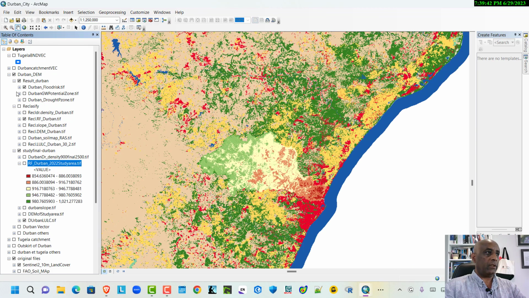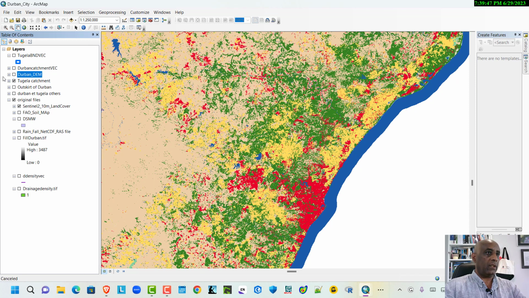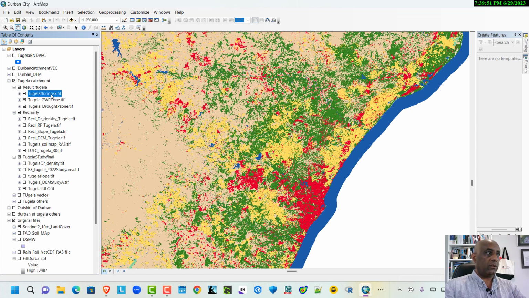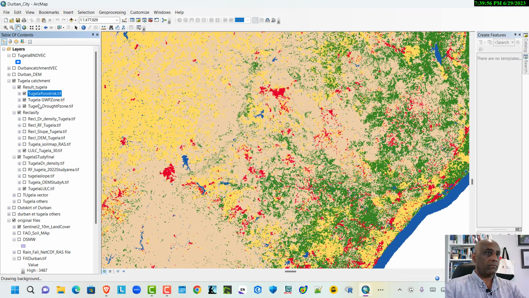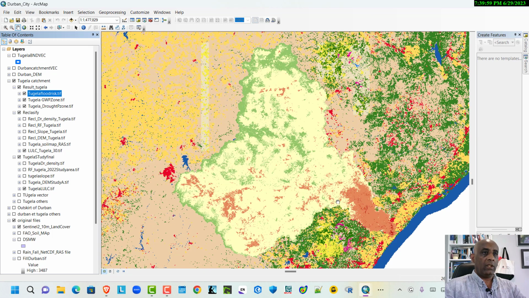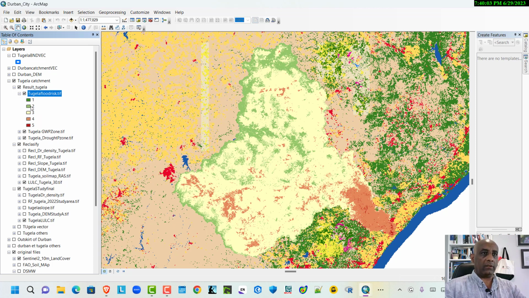I have also studied the Tugela catchment, the same thing. I did the same for Tugela also. So this is Tugela. That is it. This is the Tugela catchment, and this is the flood analysis. The risky zone is located at the Mandini and around this area. That's the downstream side of the Tugela.